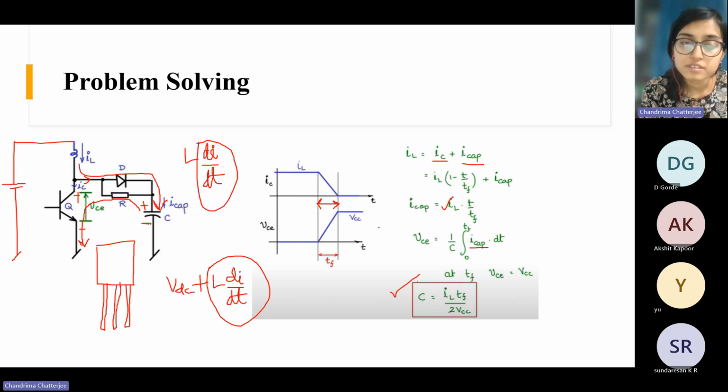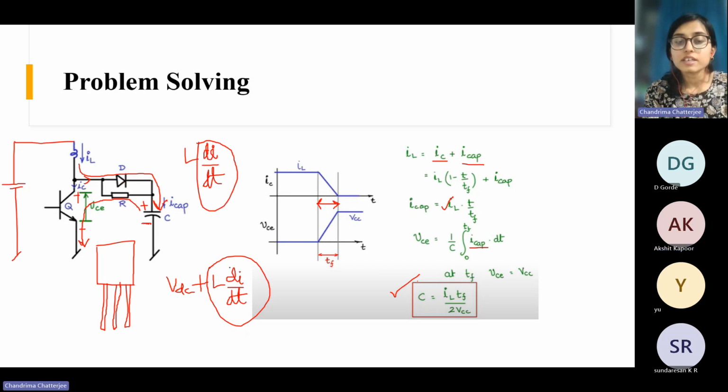Did you understand how this snubber circuit works? Yes, ma'am. This diode and resistance is providing the snubber, eliminating di/dt. Sorry, can you repeat? This L di/dt is eliminated or removed by the diode and resistance addition.